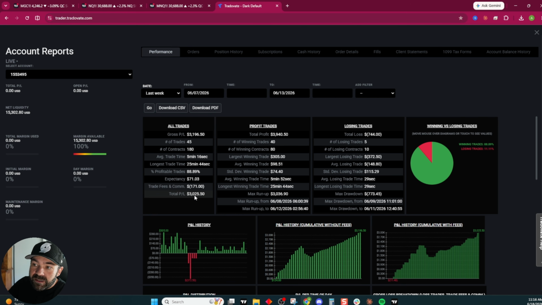So last week we had a P&L of 3,025. We had a great week. We only lost one trade and I was only running one ticker at this time. So going into next week, I actually have three different tickers running, MNQ and MGC.